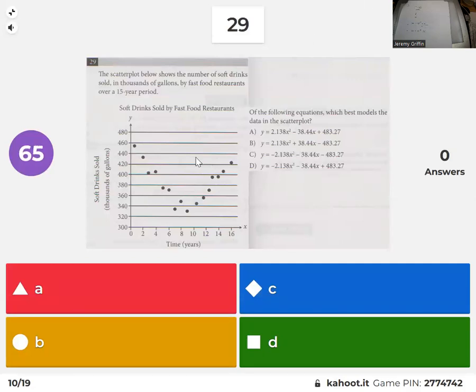So see how it kind of looks like an upright parabola? That immediately narrows it down to 2 answer choices, because I've got an upward parabola and an upside down parabola. So it can't be C or D, right?